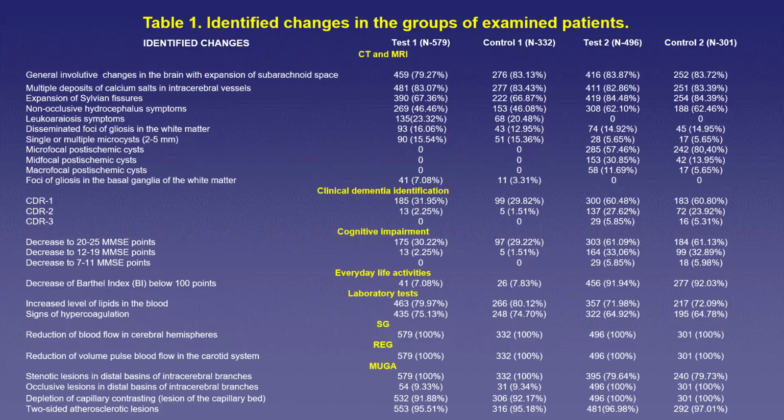Table 1. There is a lot of information here, but I'm just going to highlight the most important things. This table identified changes in the groups of examined patients. The table shows that identified changes found among test 1 and control 1 patients, as well as among test 2 and control 2 patients, are comparable according to clinical dementia identification, cognitive impairment, everyday life activities, laboratory tests, cerebral CT and MRI, cerebral scintigraphy, SG, cerebral rheoencephalography, and cerebral multigated angiography, MUGA. Next slide.